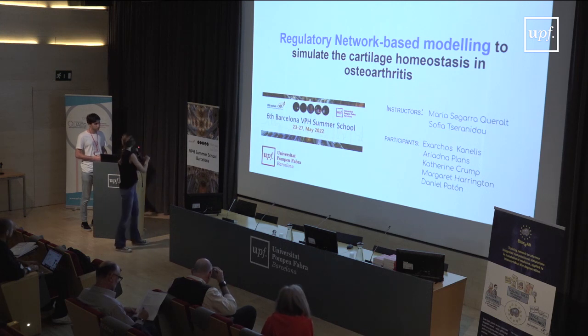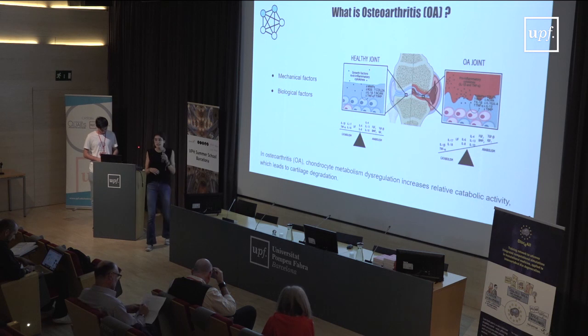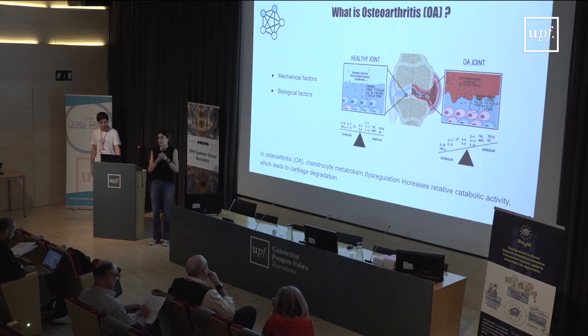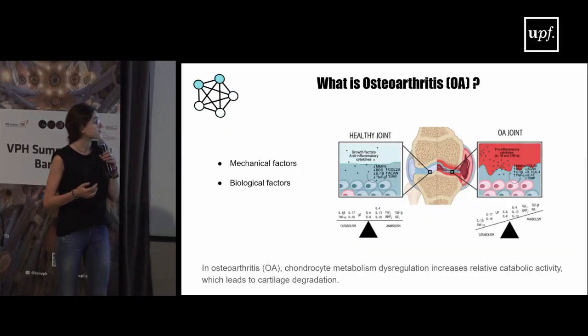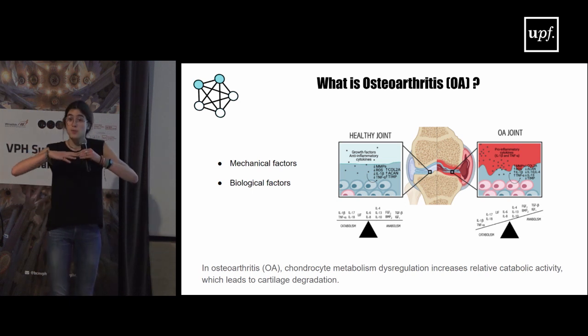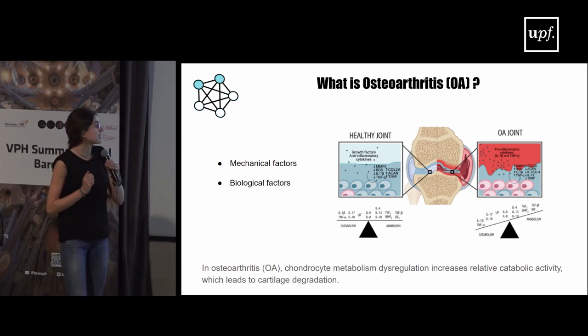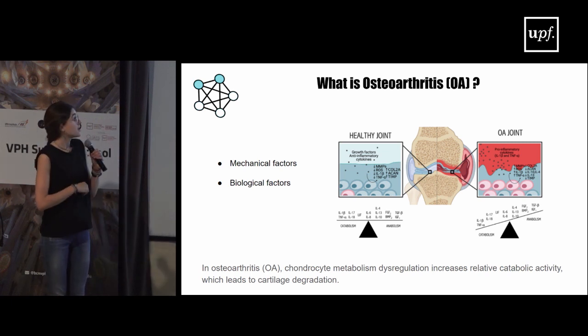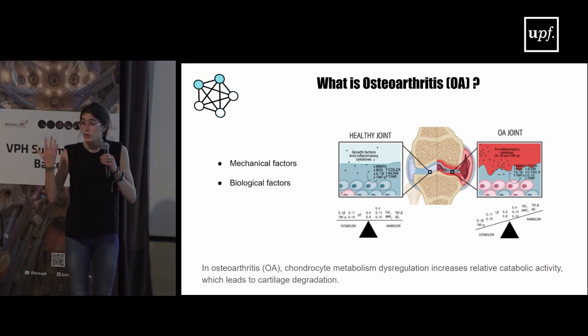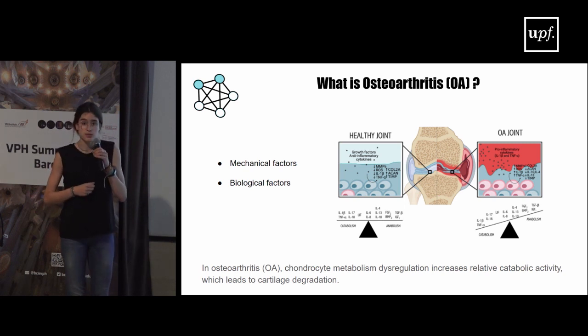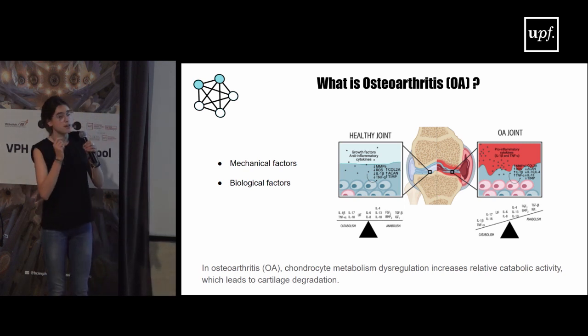Okay. What is osteoarthritis? Osteoarthritis is a multifactorial degeneration disease mainly characterized by bone damage and cartilage degeneration. We focus on cartilage degeneration. Why? Because in a healthy cartilage, we can observe a homeostatic equilibrium between catabolic molecules, which degrade the cartilage, and anabolic ones, which generate the cartilage. However, in osteoarthritic patients, we can see a disbalance of this equilibrium towards more catabolic molecules, causing the degeneration of the joint.